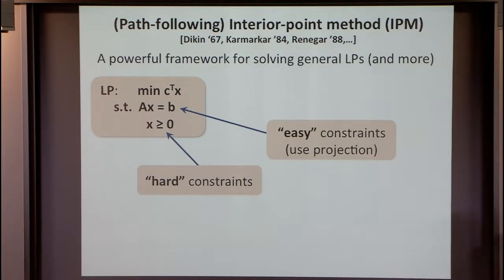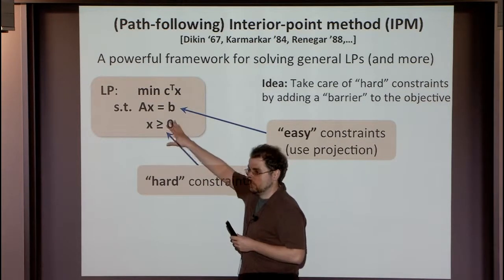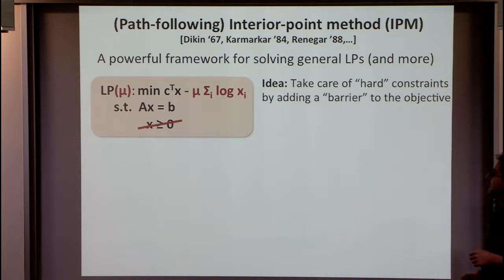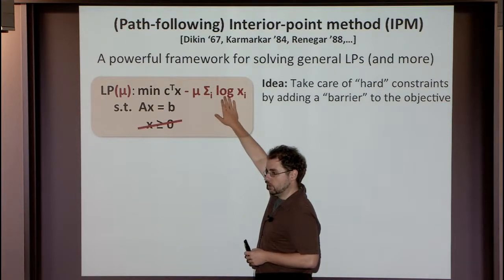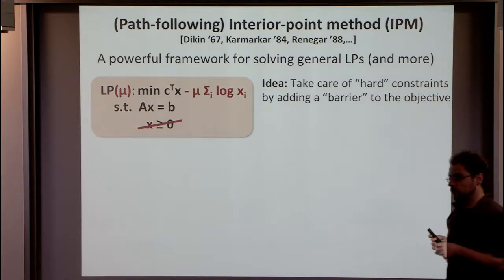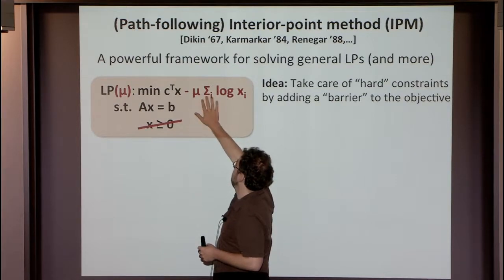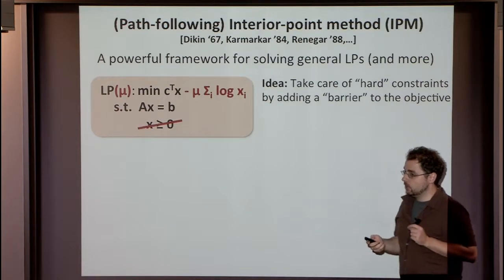And so the basic idea behind the method is just the following. You take care of these hard constraints in a different way than just enforcing them explicitly. You drop these constraints, and instead you introduce a barrier term to your objective function. This barrier term, you can view it as a certain perturbation of your original LP. So you drop the constraints, and then you perturb your objective with this term. So this is sum over i of log x_i, and mu is the extent of this perturbation.